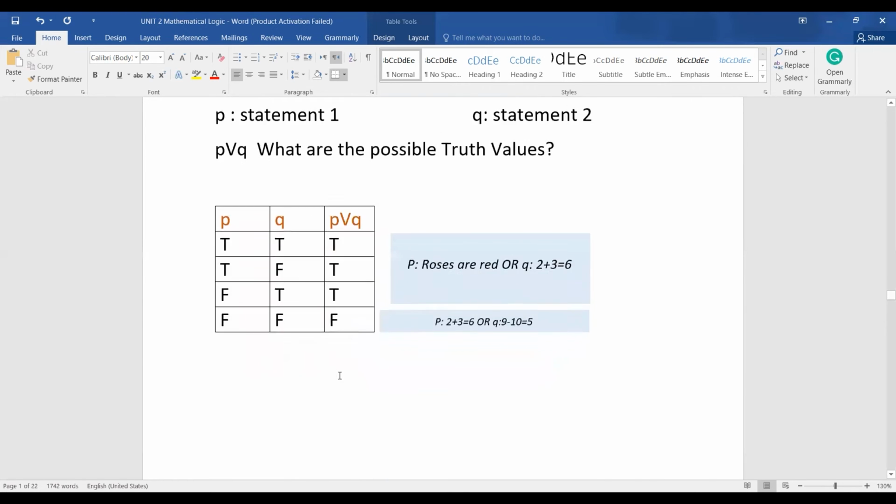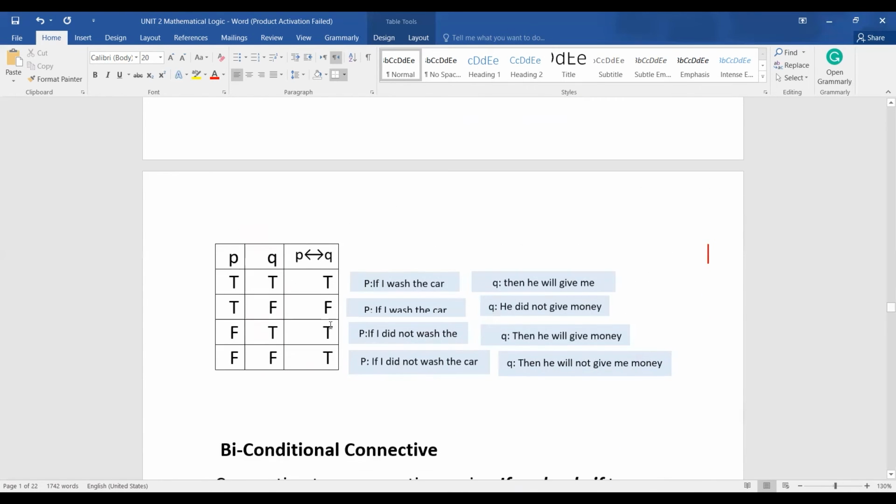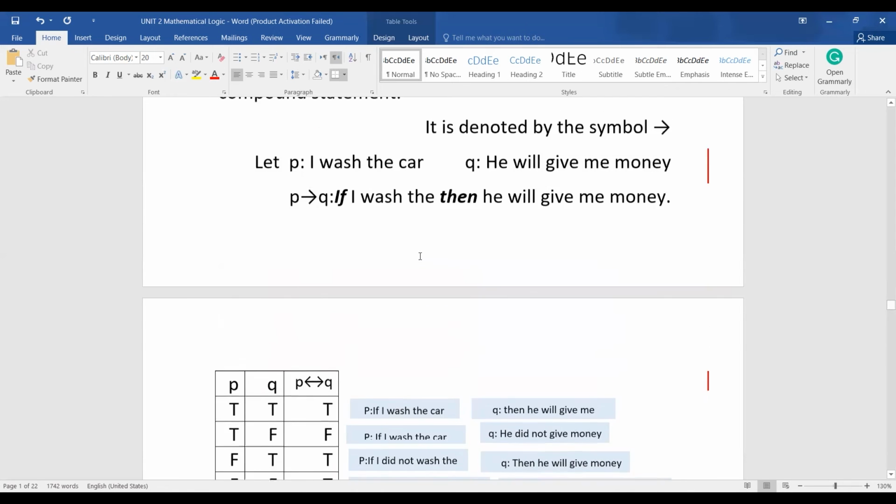In that case, only if the entire condition is true, then it's true. Otherwise, it's false, just like the "and" one.